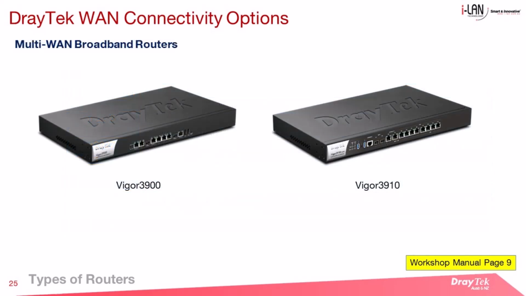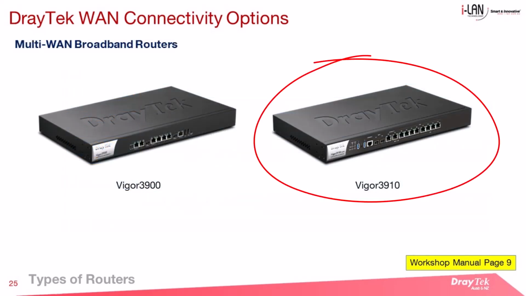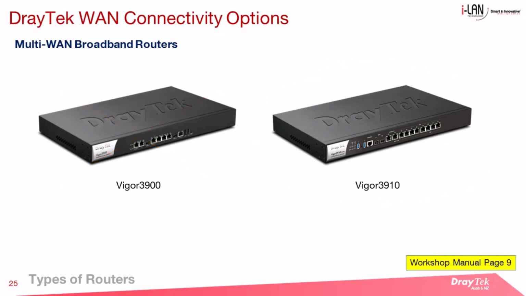And our multi-WAN routers, the big banger, the 3910 has replaced the 13900. So it has 4 gigabit Ethernet WAN ports, but the LAN ports can also be configured as WAN ports as well. So it can support up to 8 WAN ports. Just those USB ports at the moment don't support 3G or 4G LTE modems, but we'll put that on our wish list for that model.